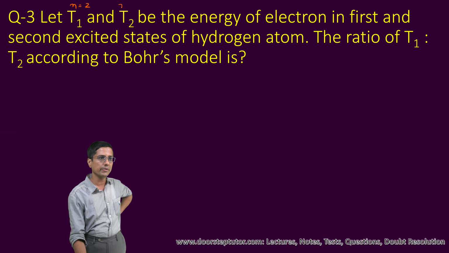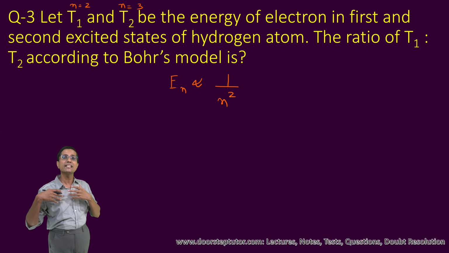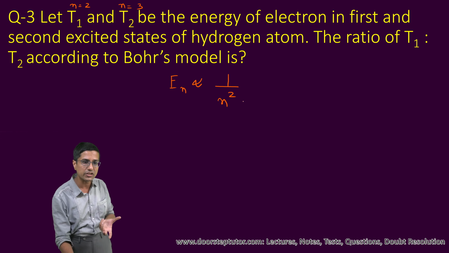For T2, the principal quantum number is equal to 3. We know that the energy of an electron only depends upon the principal quantum number. E_n is directly proportional to 1 by n square, which means that it varies as the square of n. As n increases, the energy decreases, but as a square of n.